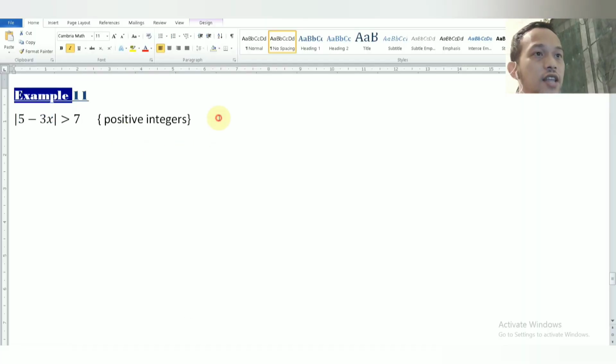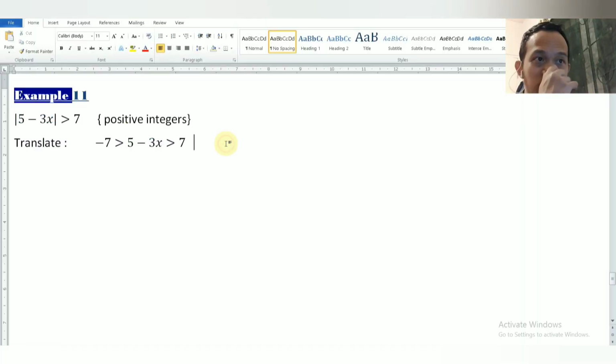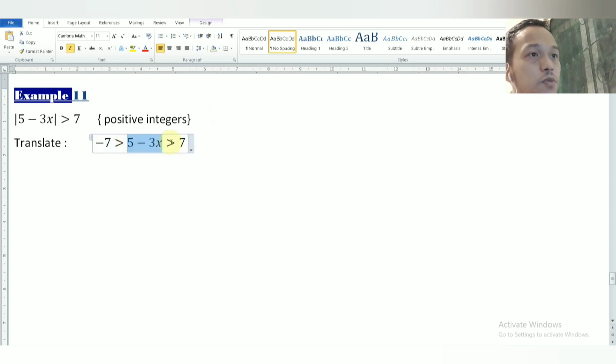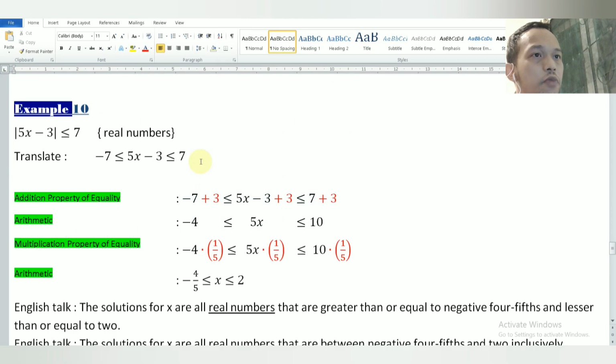So let's translate this into a statement, since it's greater than 7. So 5 minus 3x must be greater than 7, or 5 minus 3x must be less than negative 7. I want you to avoid this kind of writing, since this doesn't make sense. It doesn't mean that 5 minus 3x is between negative 7 and 7. No. So we will avoid this.